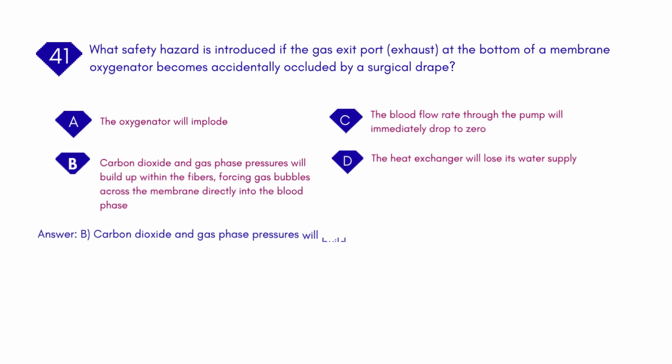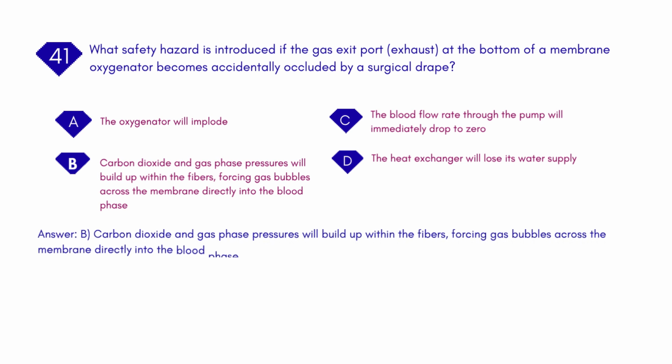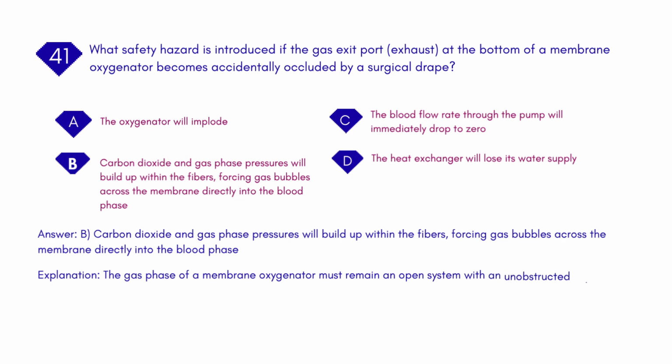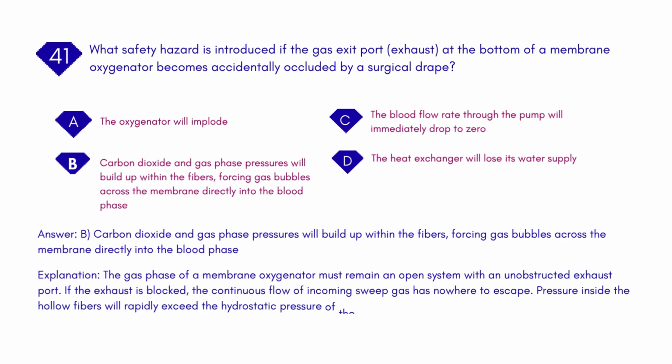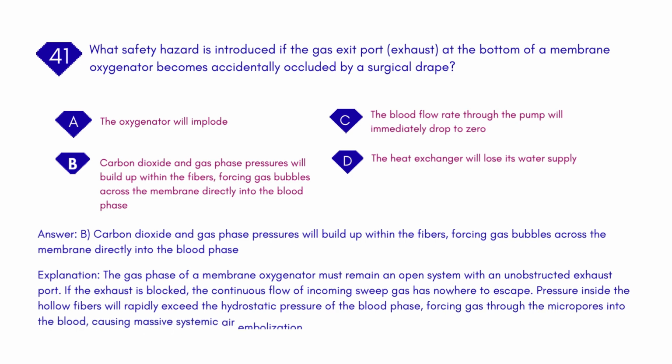Answer: B. Carbon dioxide and gas phase pressures will build up within the fibers, forcing gas bubbles across the membrane directly into the blood phase. Explanation: the gas phase of a membrane oxygenator must remain an open system with an unobstructed exhaust port. If the exhaust is blocked, the continuous flow of incoming sweep gas has nowhere to escape. Pressure inside the hollow fibers will rapidly exceed the hydrostatic pressure of the blood phase, forcing gas through the micropores into the blood, causing massive systemic air embolization.